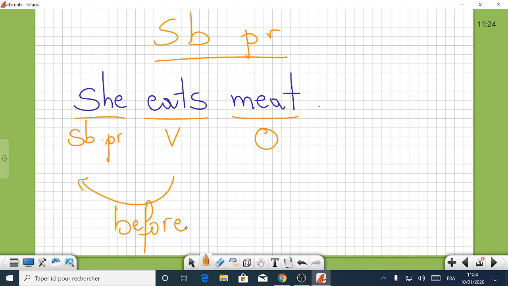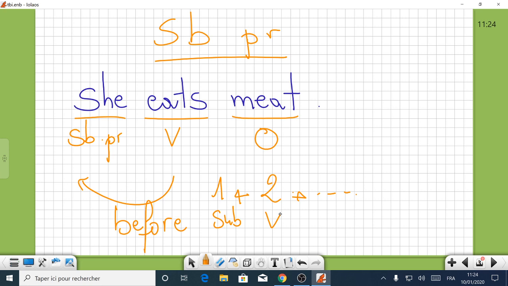We need a doer. That's why the right place of subject pronouns, or subjective pronouns, is before verbs. So what do we see here? We have the first, and the second, and next. The first position is for subject pronouns, and the next is for the verb.